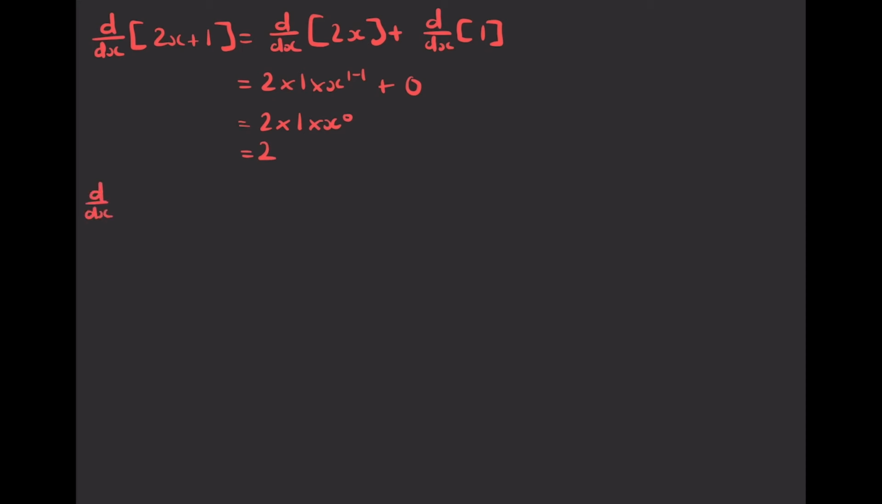Now let's differentiate 3x to the power of 6 minus 14x squared. This will be equal to 3 times 6 times x to the power of 5 minus 14 times 2 times x to the power of 2 minus 1. So notice we brought the 6 down and multiplied it by the 3, which will give us 18, and then the exponent of x to the power of 6 will be reduced by 1, leaving us x to the power of 5. Similarly, for 14x squared, we're going to get 28x.